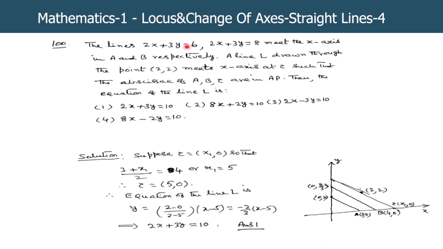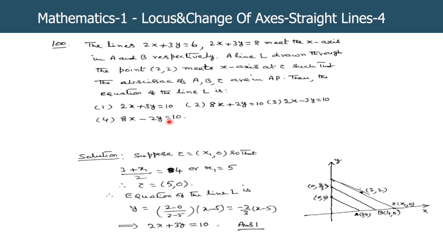The lines 2x plus 3y is equal to 6 and 2x plus 3y is equal to 8 meet the x-axis in A and B respectively. A line L drawn through the point 2 comma 2 meets the x-axis at C such that the abscissas of A, B, C are in AP. Then the equation of the line L is 2x plus 3y is equal to 10 and 8x plus 2y is equal to 10, 2x minus 3y is equal to 10 and 8x minus 2y is equal to 10.